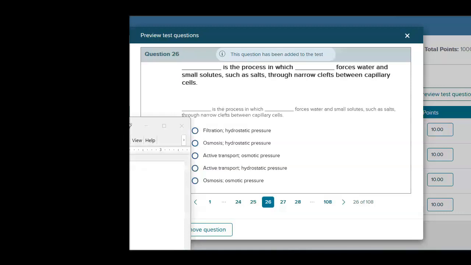Next question. Blank is the process in which blank forces water and small solutes, such as salt, through narrow clefts between capillary cells. And we have filtration, osmosis, active transport. Okay, let's take a look at the figure.